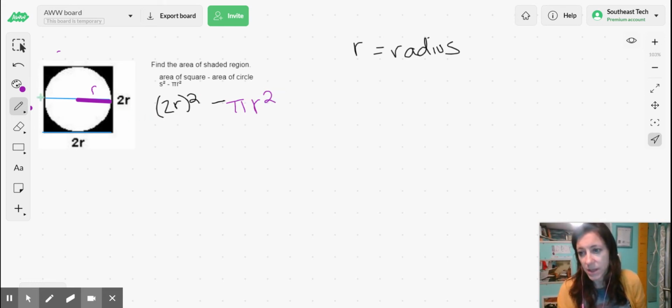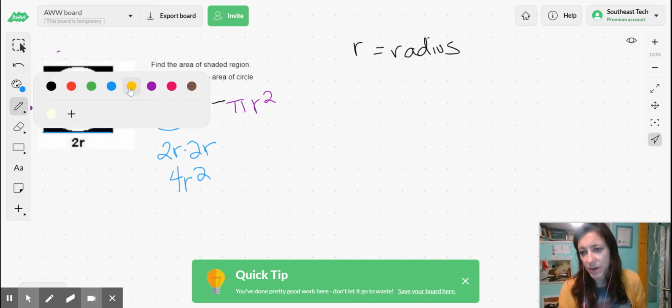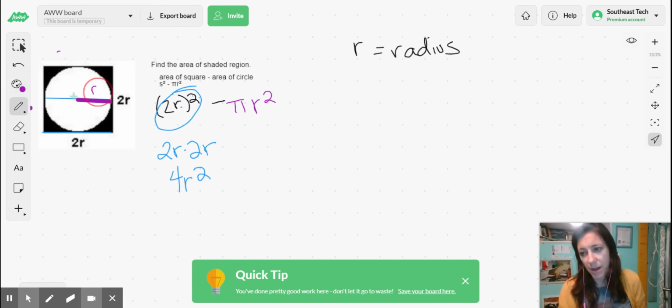Okay, so to use this calculation, we get 2r squared means 2r times 2r, or you can think of taking the 2 to the 2 and the r to the 2. Either way, you're going to end up with 4r squared. And then pi r squared doesn't change, so it's just going to be pi r squared.